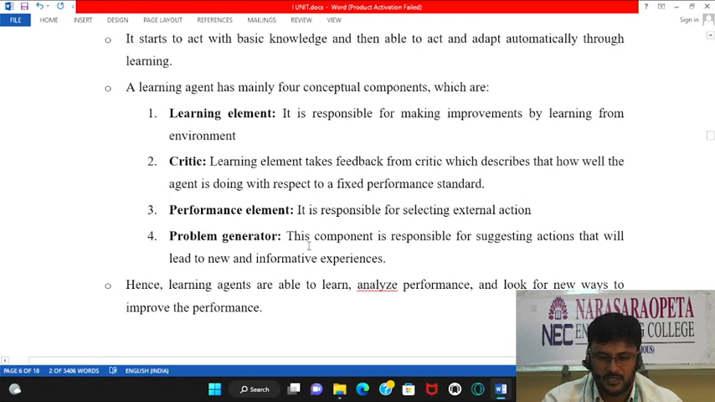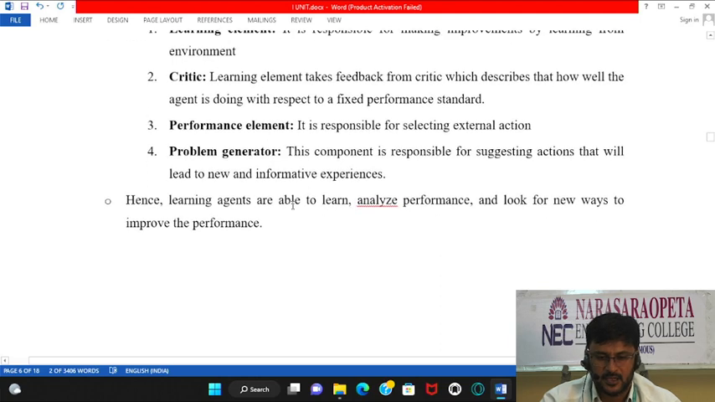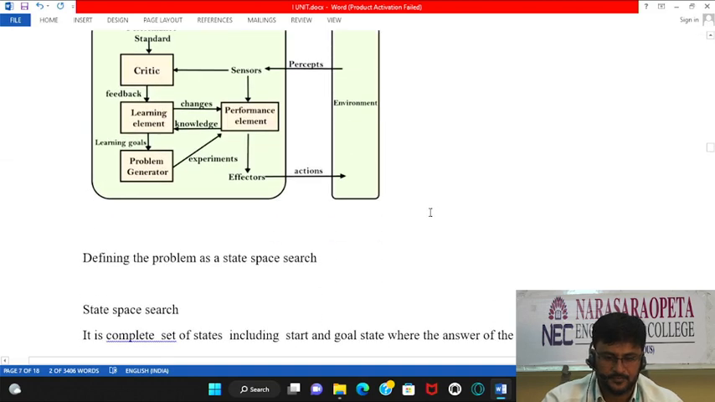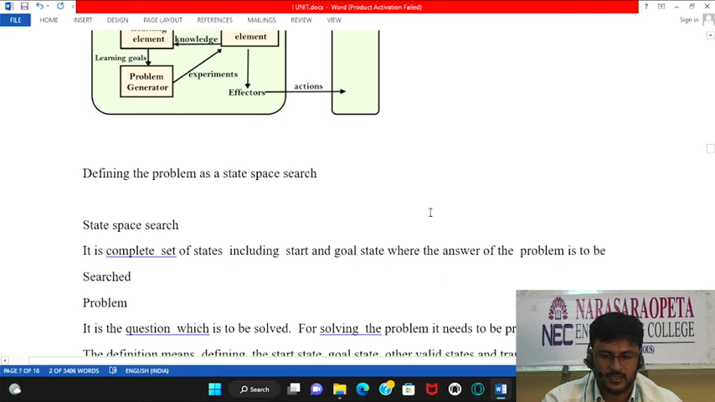The problem generator is responsible for suggesting actions that will lead to new and informative experiences. So with new informative experience, learning agents are able to learn, analyze performance, and improve the performance. This is the result. Next, define the problem states as such.